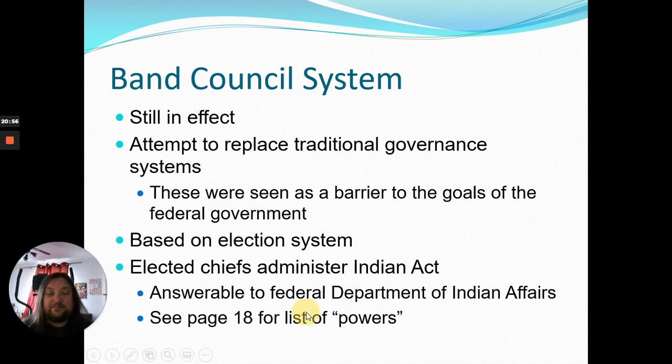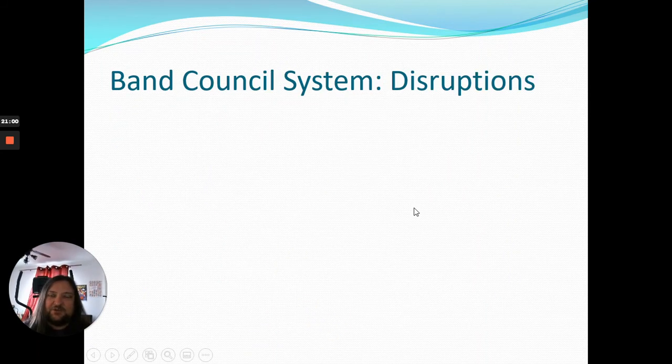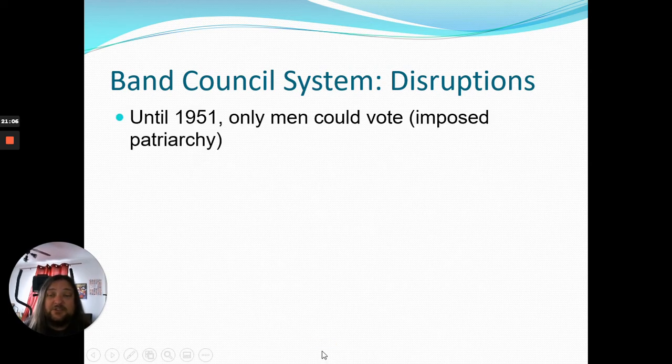Wow, I'm having trouble here advancing through my slides. So the band council system created a bunch of disruptions, which we just kind of alluded to here. For example, until amendments to the Indian Act in 1951, only men in these communities could vote in the band council elections. So we're seeing an imposition of patriarchy here.